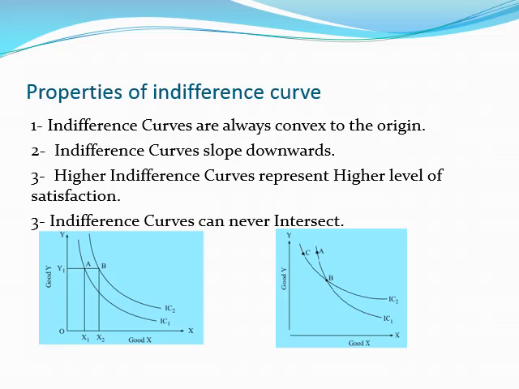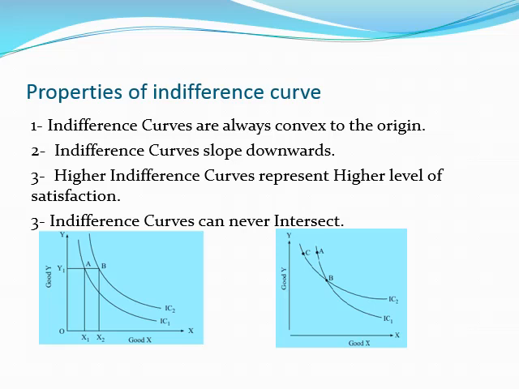Okay. As you look here, we see two curves, IC1 and IC2. All combinations on IC2 give more satisfaction than the combinations on IC1. So indifference curves are always convex, not concave, convex to the origin, to the zero.